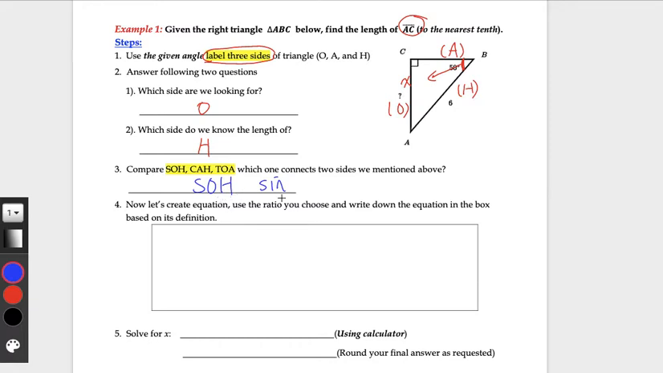So now it's equation time. As we mentioned, when we set up the ratio, we always write down the name of the ratio, which in this case is sine, and then follow it with the angle, in this case 50 degrees. This is the angle we know. Sine of 50 degrees equals opposite over hypotenuse, which is x over 6.